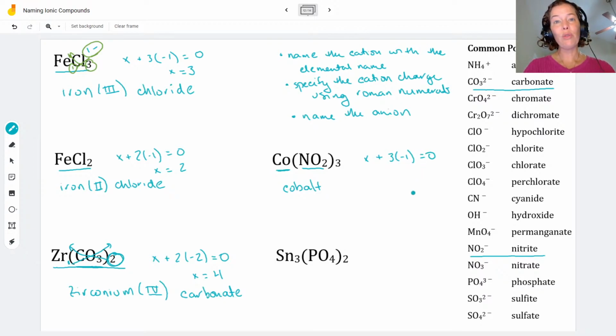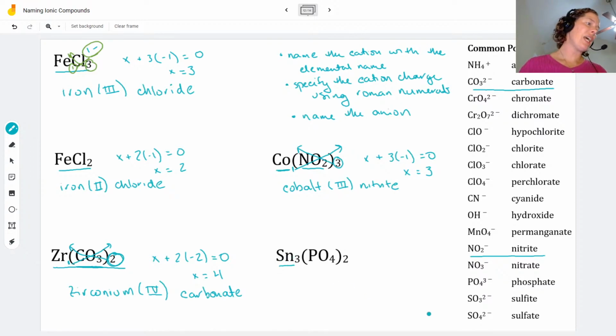But we do have a neutral compound. Again, this math is pretty easy. X equals 3. This is one where reverse crisscross absolutely would have worked. Because again, there's a 1 here, and we do know that the charge on nitrite is -1. So that's totally fine. So let's specify this. The charge on the cobalt is 3. And then this is nitrite. Okay. All right. So we've got one more here.